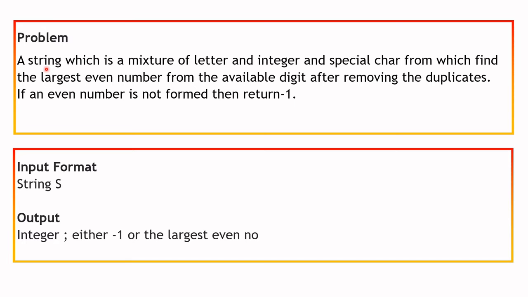The problem is: given a string which is a mixture of letters, integers and special characters, find the largest even number from the available digits after removing the duplicates. If an even number is not formed, then return -1. So the input is a string, and the output is an integer. It could be -1 or the largest even number.